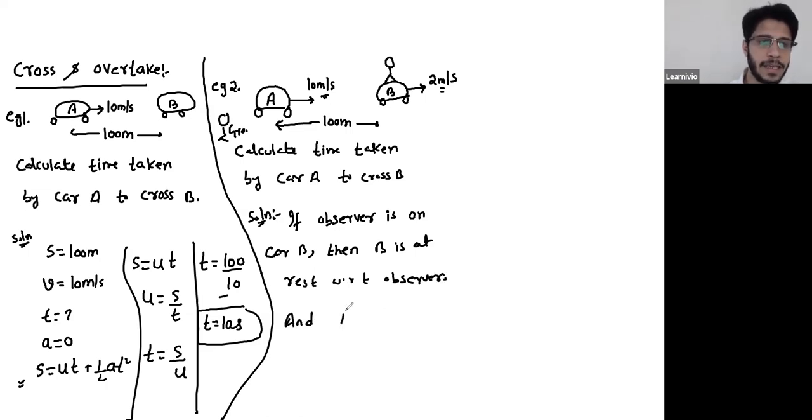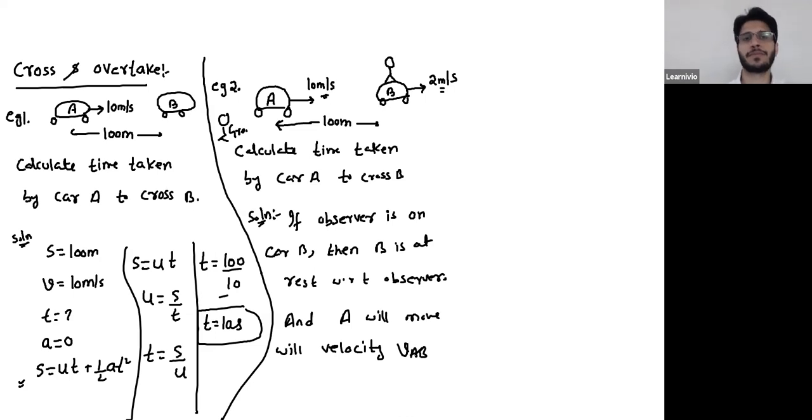And A will move with velocity VAB, right? Because if your observer is on car B, then he will observe the relative velocity of A with respect to B. Is it clear, everyone?